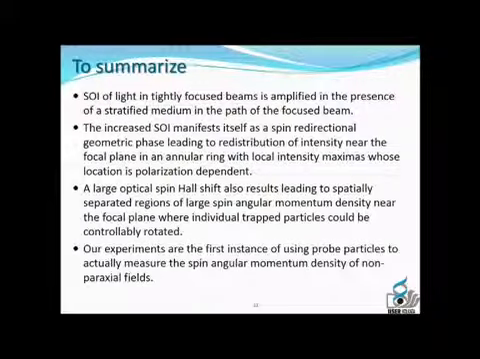To summarize, SOI in optical tweezers is amplified in the presence of a stratified medium. SOI leads to two distinct effects: a spin redirectional geometric phase and a large spin Hall effect, which creates regions of large spin angular momentum density near the focal plane of the optical tweezers. Trapped particles can actually be controllably rotated in those regions. Finally, our experiments are the first instance of using probe particles to actually measure the spin angular momentum density of non-paraxial fields.